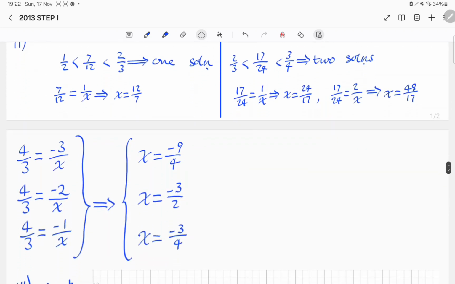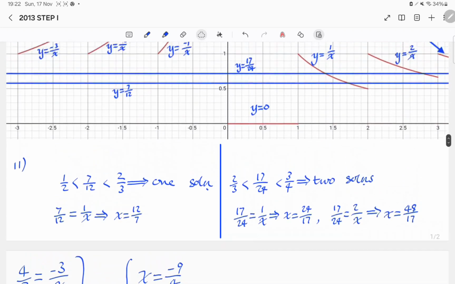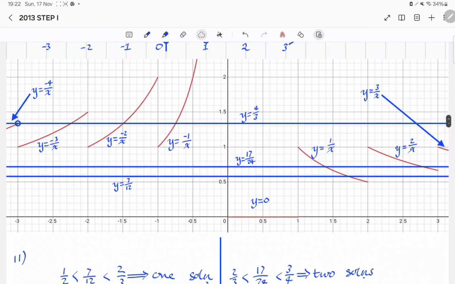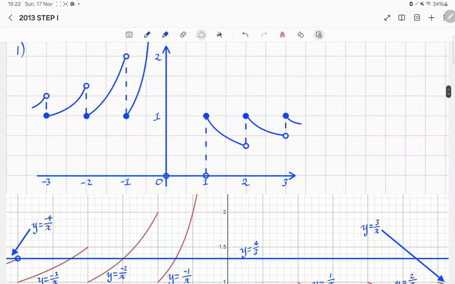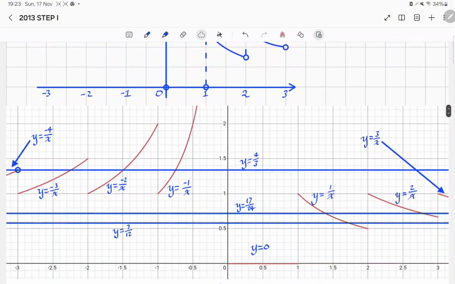Now we need to look at 4/3. If we draw the graph of 4/3, we'll notice that at negative 3, it seems to intersect the graph that Desmos gave us. However, if you remember my graph up here, at negative 3, the value of the graph is equal to 1 and not 4/3. Therefore, this graph does not actually intersect our line at x equals negative 3.